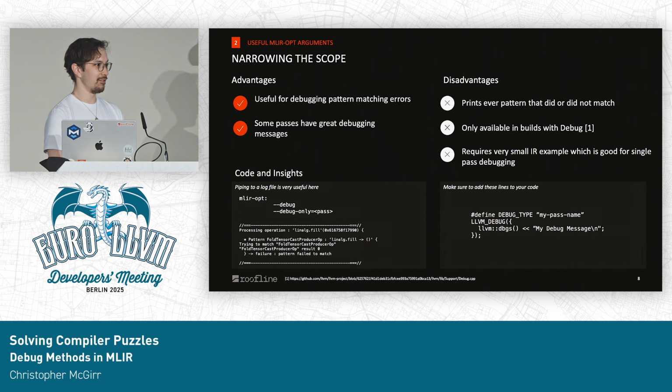It prints every pattern that did or did not match. So if you have a pass with a lot of patterns, it can be quite verbose and hard to follow. But if you're lucky, some of the patterns implement notify match failures with nice messages that can help you follow why this pattern did not match. And if you're creating a new pass, make sure to add the macro debug type and some LLVM debug statements to help your fellow developers in the future. This is actually quite useful. There are some passes that have very good debug statements, others a little bit less, but it can help you in the future when you need to remember, okay, what is this pass actually doing?